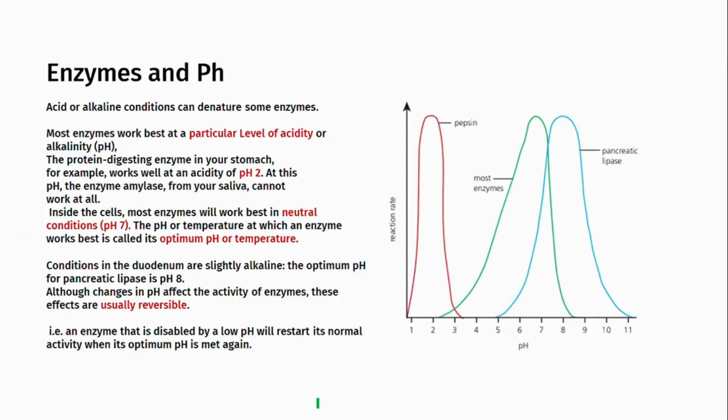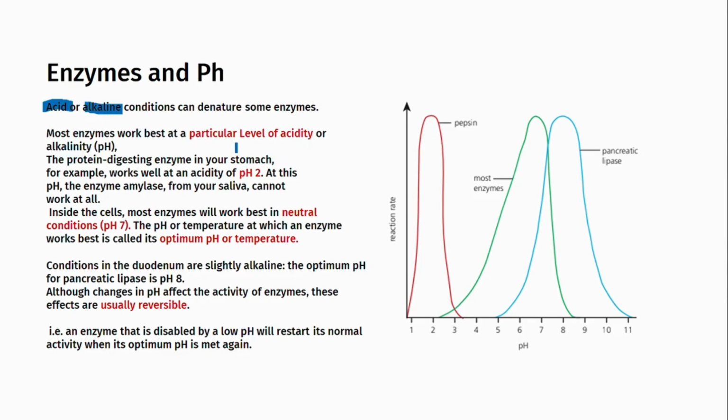Okay? Now going to pH. So the two things that affect the enzymes are the temperature and the pH. So we have two cases for pH. We have the acidic conditions and the alkaline conditions, and we have the neutral. Okay? But some enzymes work in acidic conditions and others work in alkaline conditions, depending on their location in the body. Most enzymes work best at a particular level of acidity or alkalinity.